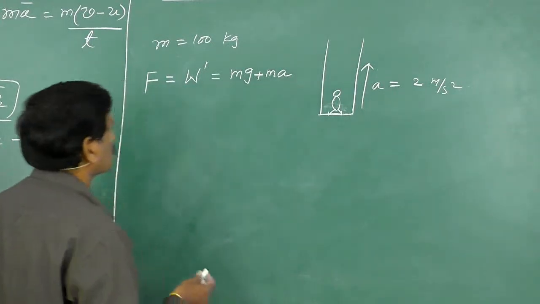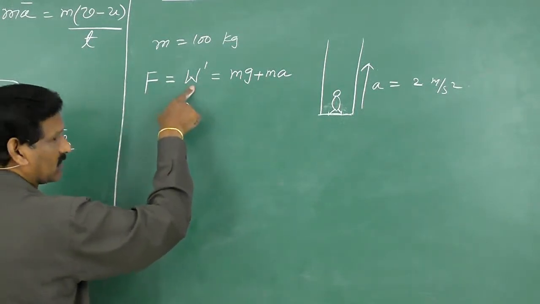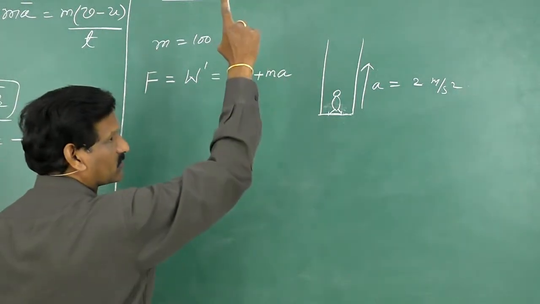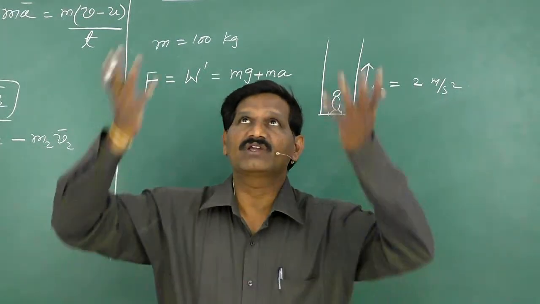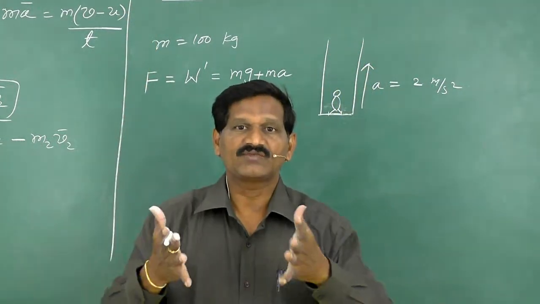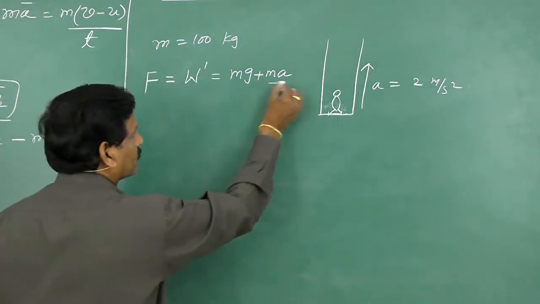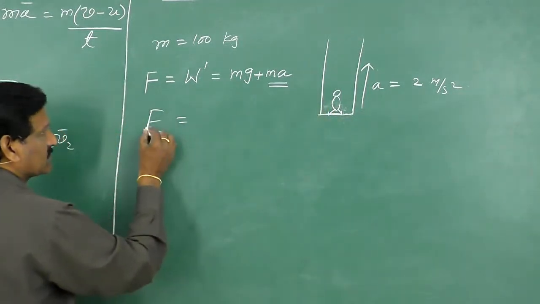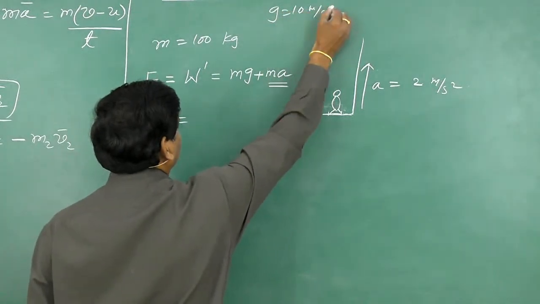per second square. So force exerted by the floor on the man is nothing but apparent weight. So apparent weight is equal to mg plus ma. When the lift is moving upwards, weight of the body inside the lift appears to be increased. When the lift is moving upwards with an acceleration, then weight of the body inside the lift appears to be increased, mg plus ma. So force exerted by the floor on the man is equal to mg plus ma, and here g is given as 10 meter per second square.